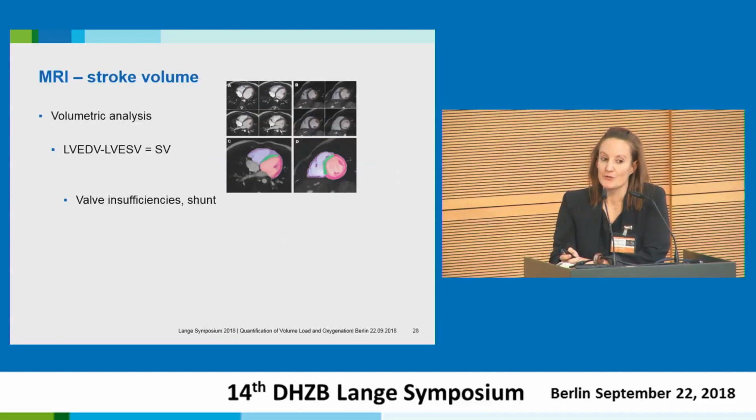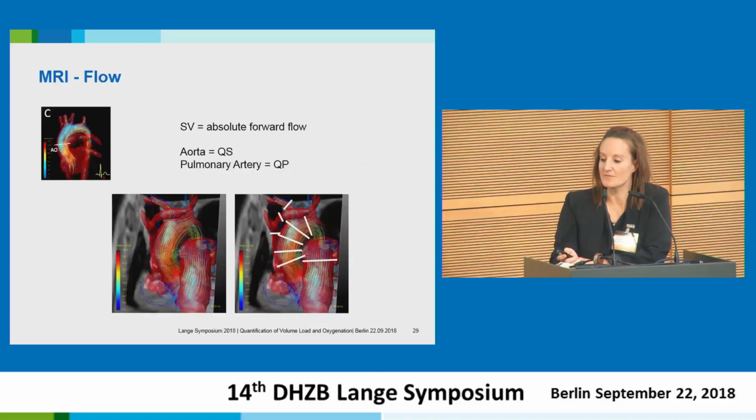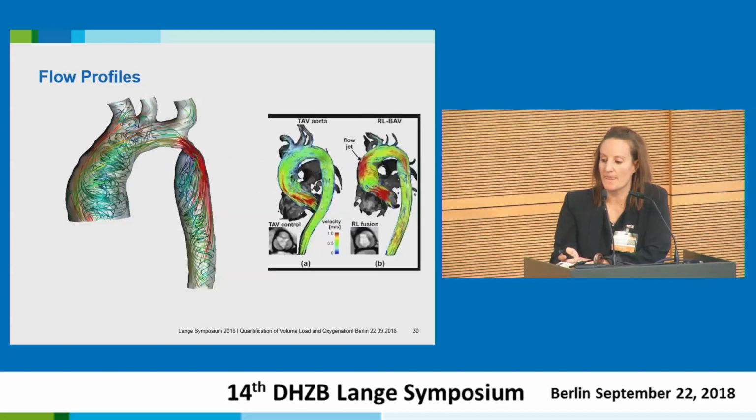Let's come to magnetic resonance imaging. Stroke volume can also be quantified doing volumetric analysis. However, here again we have the problem of overestimation in case of valve insufficiencies and shunts. What we rather use for QP to QS calculations are the flow measurements. So we can either use 2D or 4D flow measurements. We measure the absolute forward flow in the aorta and the pulmonary artery and calculate QP to QS.